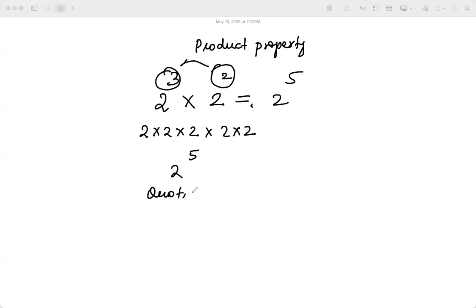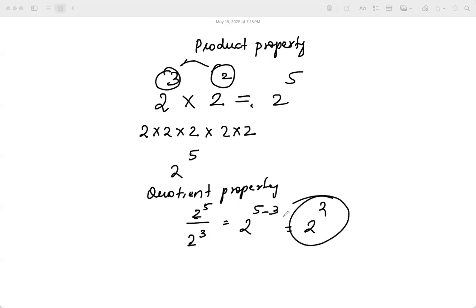Similarly, the quotient property is there. You know what that will say? You tell me. What will that say? You subtract the exponents. Exactly. When the base is the same, you subtract the exponents. You got it?